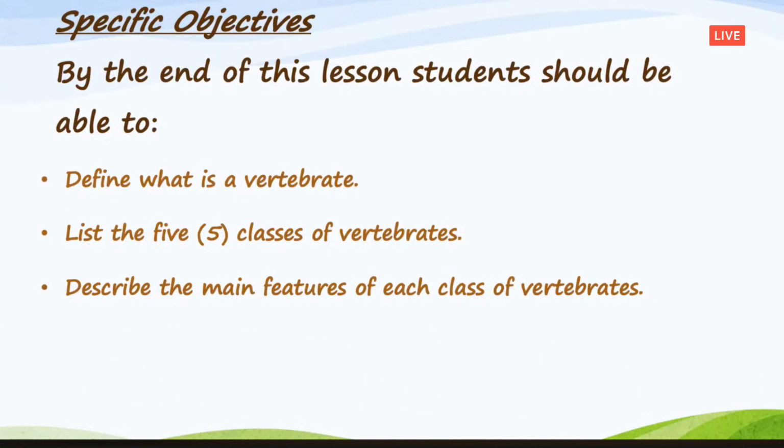Now for this lesson, by the end of this lesson, we are going to be able to define what is a vertebrate. We're going to list the 5 classes of vertebrates, and we're going to describe the main features of each class of vertebrates.